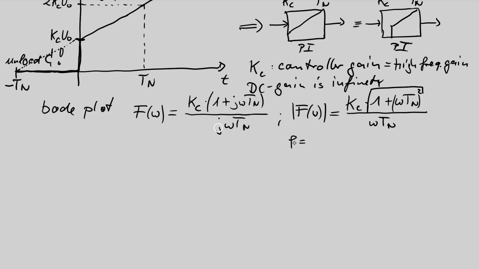The denominator is simple, just an imaginary part. A pure imaginary part has a phase of 90 degrees. So in the denominator we have a minus 90 degree part, plus the arctangent, since 1 plus j omega Tn gives an arctangent of the omega Tn value. So this is the phase equation of the PI, and this is the magnitude equation of the PI. Those elements are very important for the controller design method described in chapter 5.